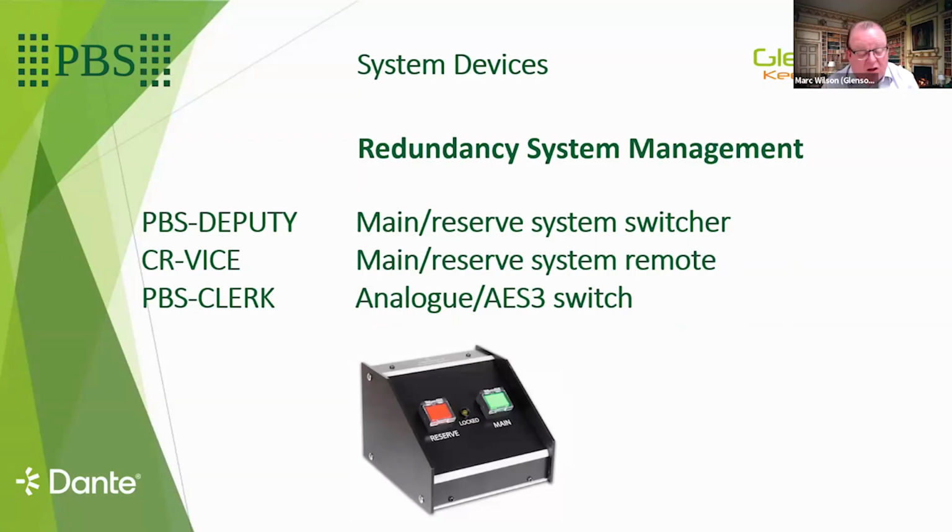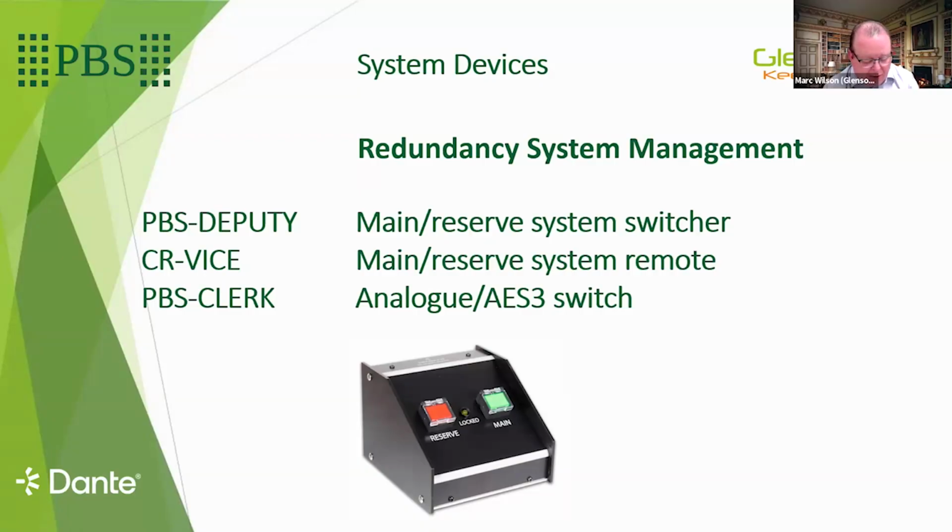PBS is a Dante system. It's a Dante network audio system. With redundancy available as standard, there are primary and secondary network redundancy as standard within the system. But we can also have a complete redundant system, which is effectively a duplication of the entire back end with our PBS deputy, the main reserve switcher, put between the two, and the CR Vice there, which is this little push button.